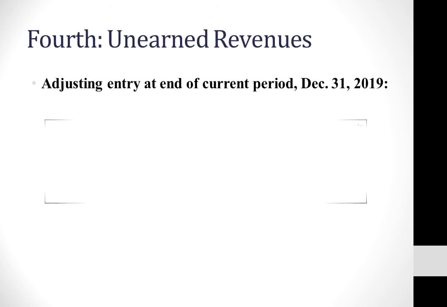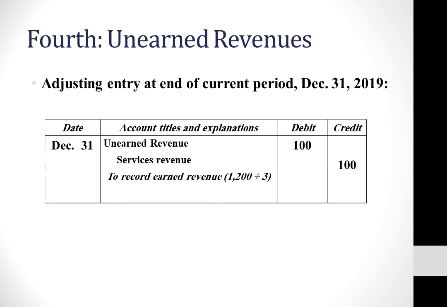On December 31, an adjusting entry is made. We place unearned revenue in the debit for 100. What is 100? 100 is the amount that belongs to 2019, because those service revenues relate to December, January 2020, and February 2020, three months. So for 2019 only 1 month is related to 2019. So 1,200 divided by 3 equals 100. This is the share of 2019 in these revenues. And we place service revenue in the credit because it's a revenue.